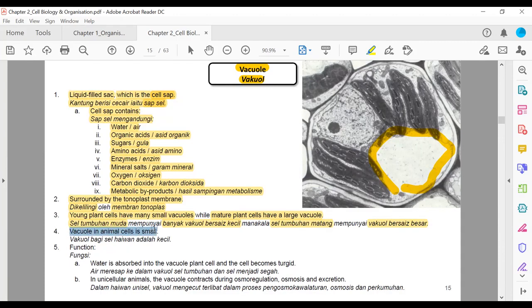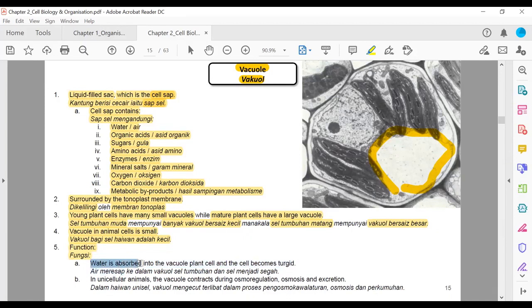Vacuole in animal cells is small. Jadi kalau vacuole bagi sel haiwan adalah kecil. Jadi kalau vacuole dalam sel haiwan ada, tapi saiznya sangat kecil. Tapi walau macam mana pun, kita anggapkan bahawa animal cell don't have vacuole. Fungsi vacuole, apakah fungsi vacuole?